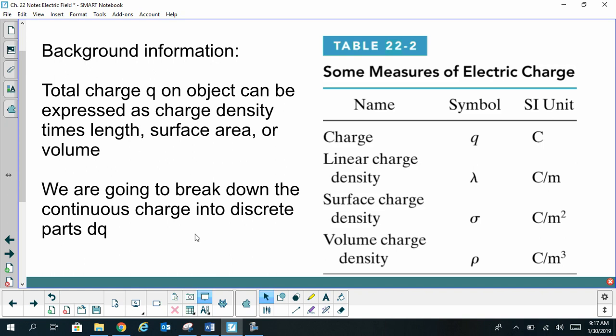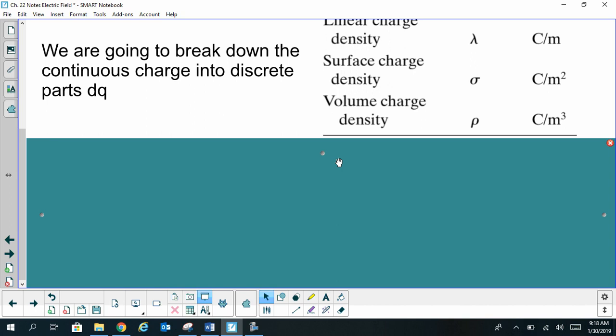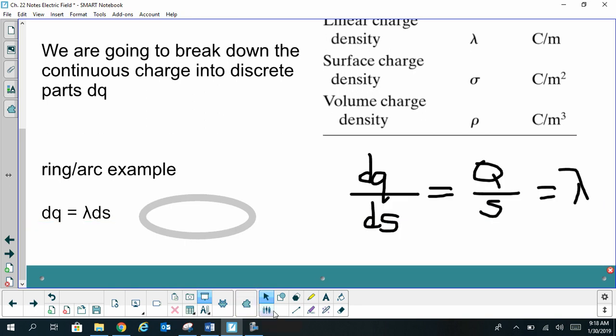Okay, so overview, we're going to break down our continuous charge into discrete little parts. All right, those are called our dq. So since our charge is uniform, if I just were to look at a little teeny bit right here, this little teeny bit of this ring or this arc, you can think of it either way. That little bitty part right here is going to have a little charge. We call that little charge dq, right? That's the little charge. The charge on the whole thing is Q. You with me?